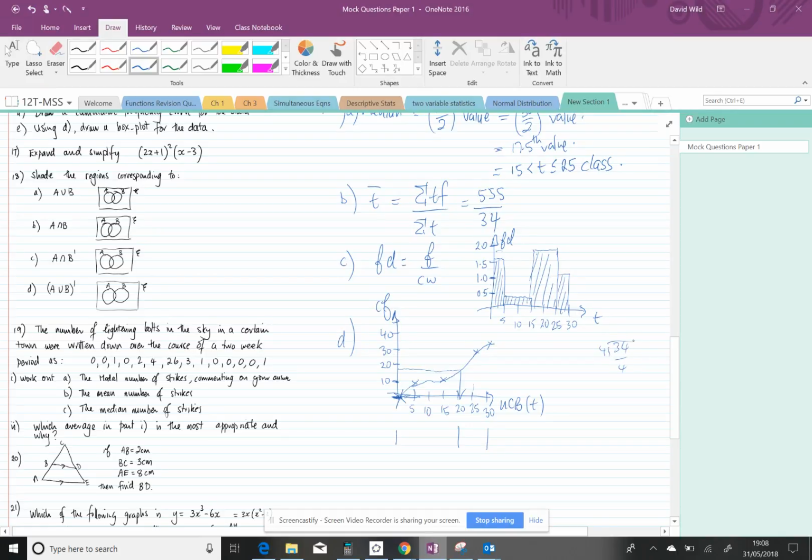4 into 34. 4 8s are 32, yeah, 8. So it's 8 point, 8.4 into 25, 8.5, okay. So we're going to go up to 8.5 along and down. So this would be our Q1.